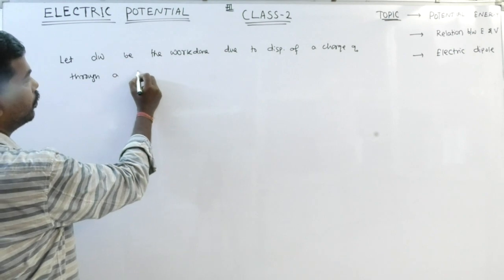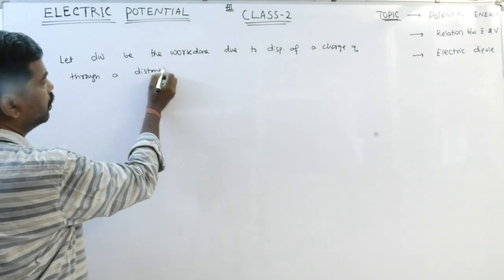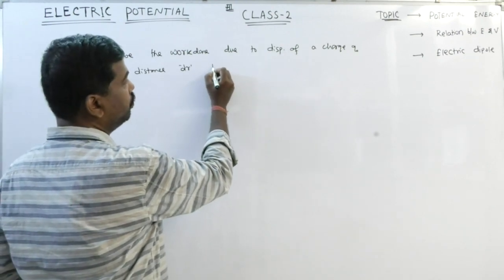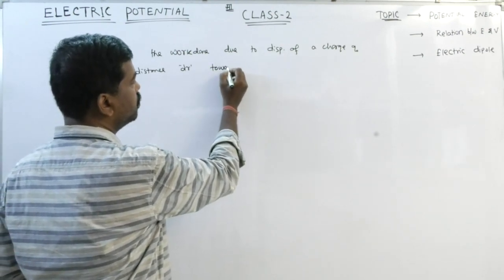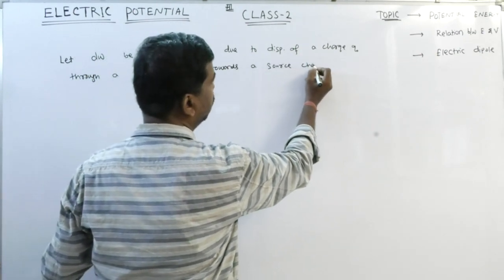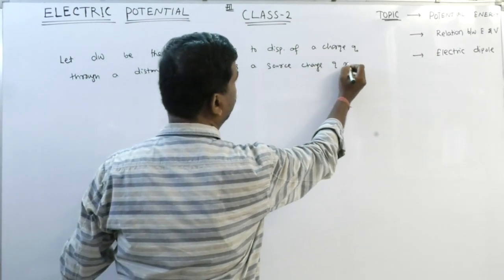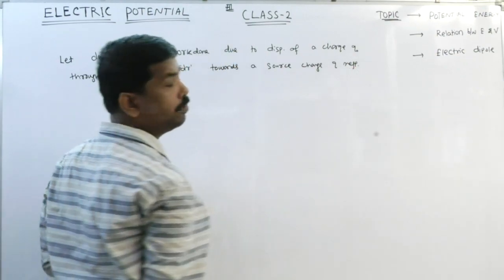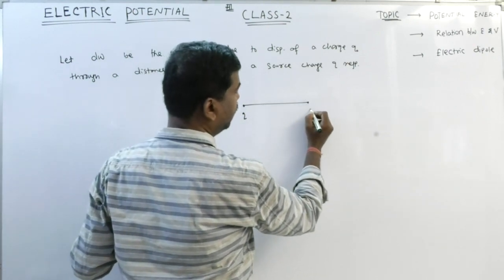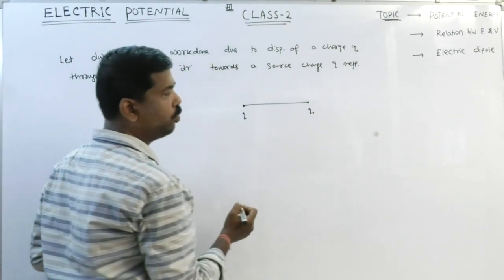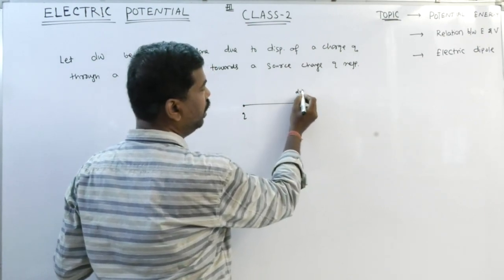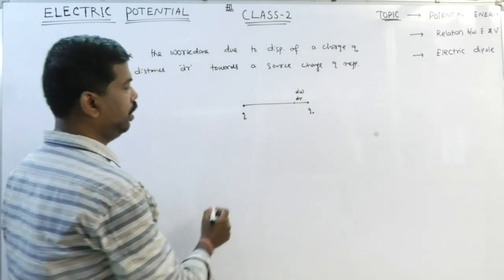Through a distance dr towards a source charge q respectively. Listen to me. Let this be a source charge. Let a charge be brought from infinity to that point. Let the displacement be dr and the work done be dW.